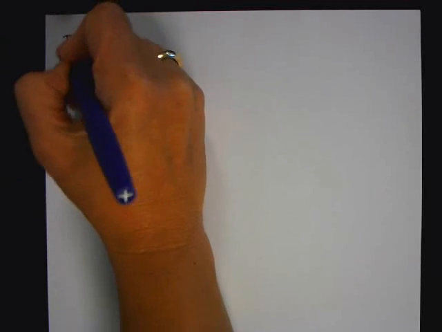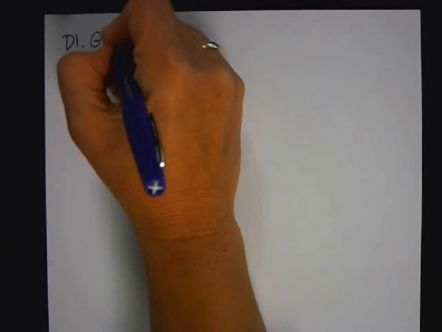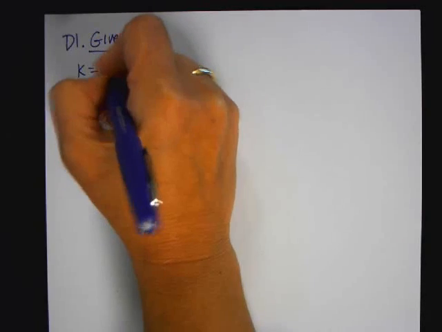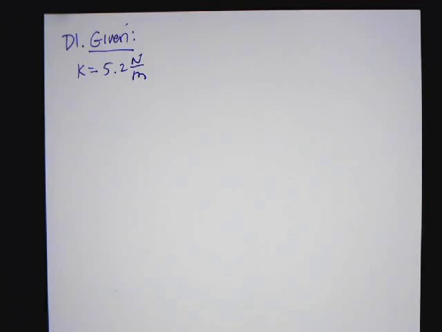Okay, now we're going to look at practice D, which is potential energy. So we'll look at the first one, D1. It says a spring with a force constant of 5.2 newtons per meter. So K is equal to 5.2 newtons per meter. Has a relaxed length of 2.45 meters.